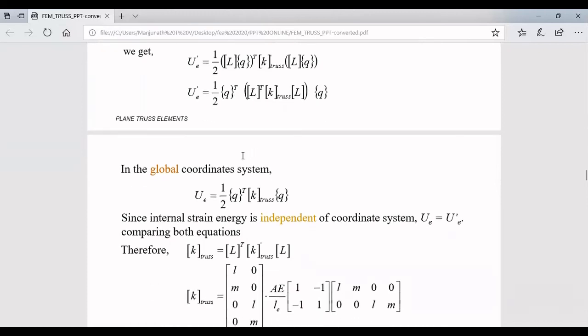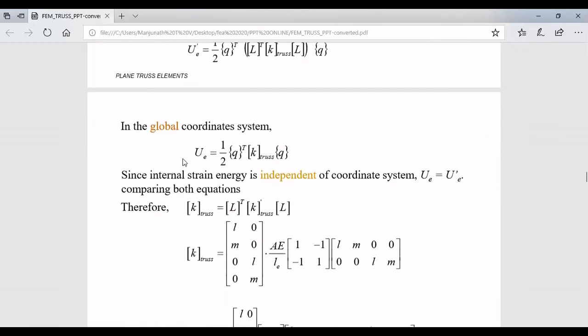Now again write the strain energy for the truss element in the global coordinate system. In the global coordinate system, UE is equal to 1 by 2 q transpose K truss q. The strain energy written in the global and local coordinate systems will be the same, because the internal strain energy is independent of the coordinate system. So the strain energy in the local coordinate system is equal to that in the global coordinate system.